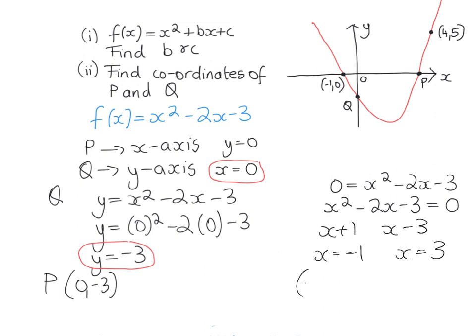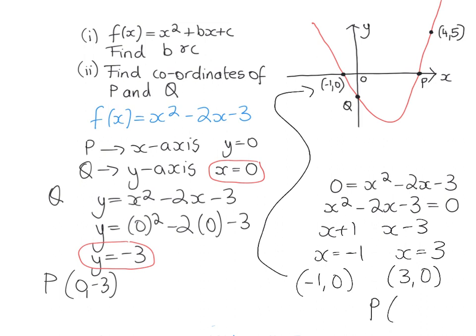So what we'll be left with then is minus 1, 0, and 3, 0. So P could be either one of these points, but if you look here, minus 1, 0 is already written down here. So then P is 3, 0. And that's that question done.